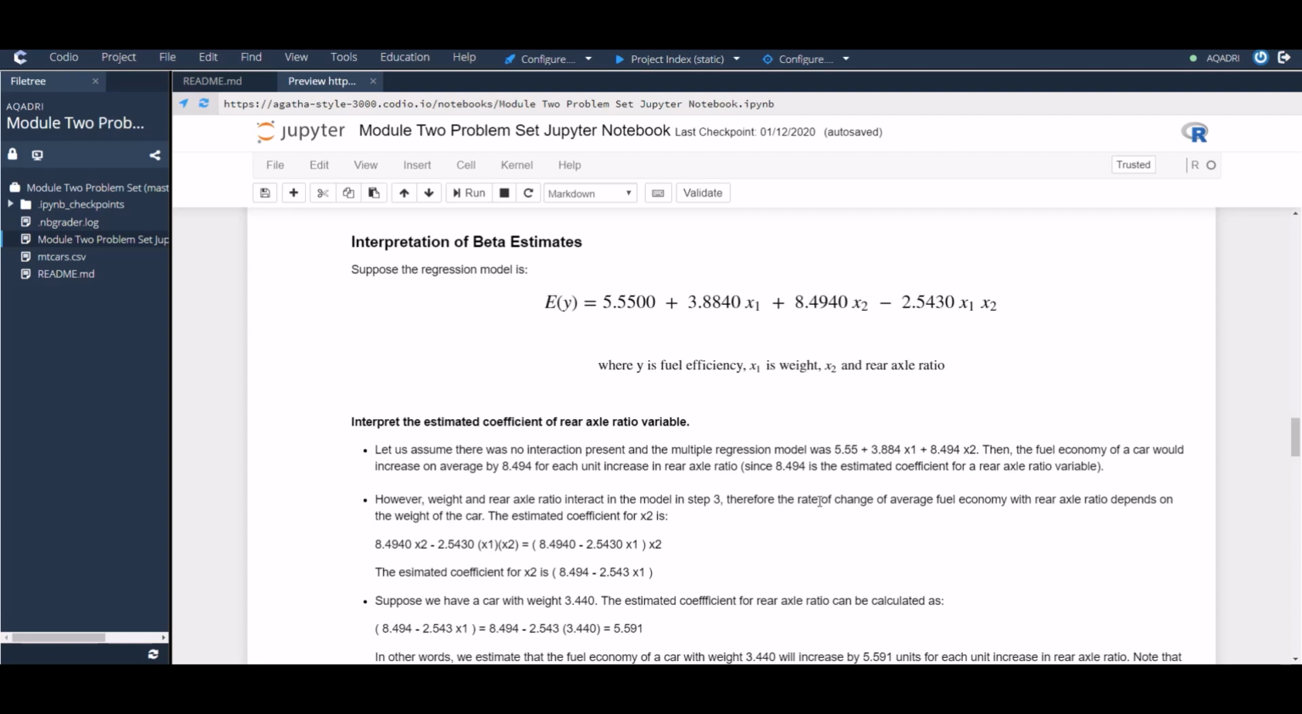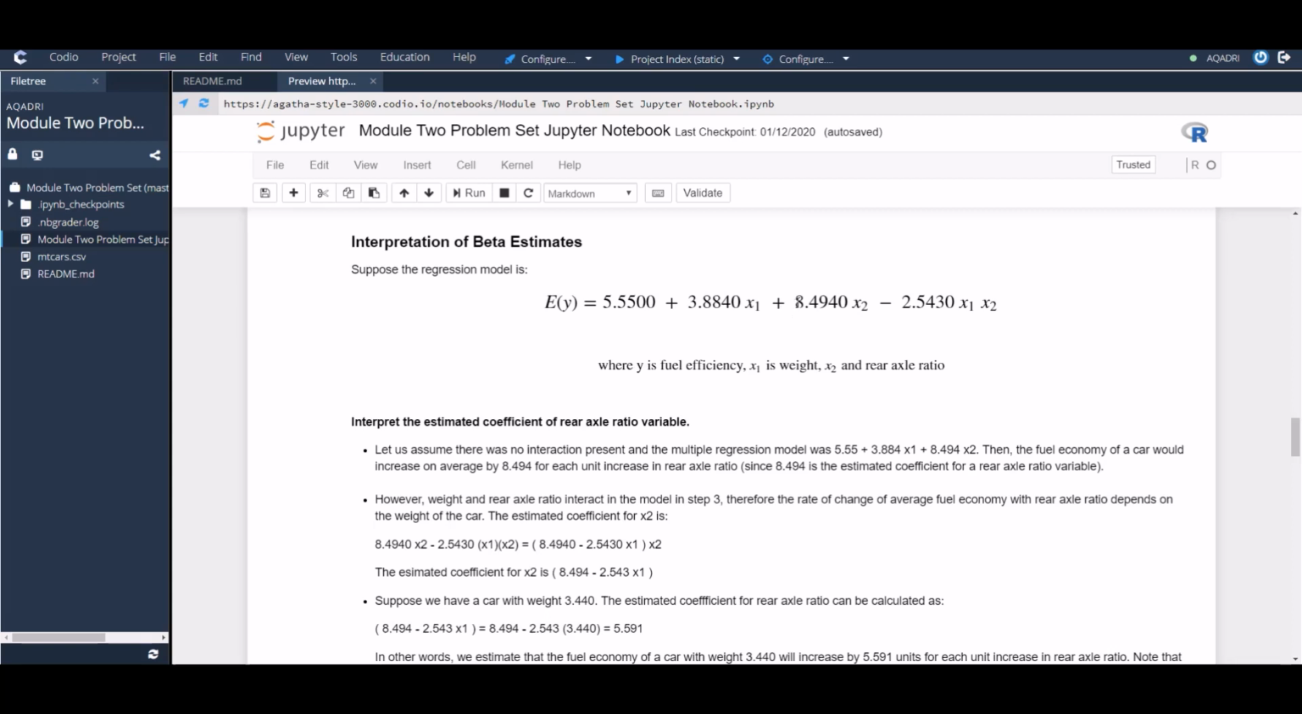So the rate of change of average fuel economy with rear axle ratio now depends on the value of the weight of the car. And the reason is that you have this interaction term here. So this value of the weight of the car, x1, will change the coefficient of rear axle ratio, and hence it would change how you interpret it. And how would that happen? Let's see. The estimated coefficient for x2 can be written as follows.